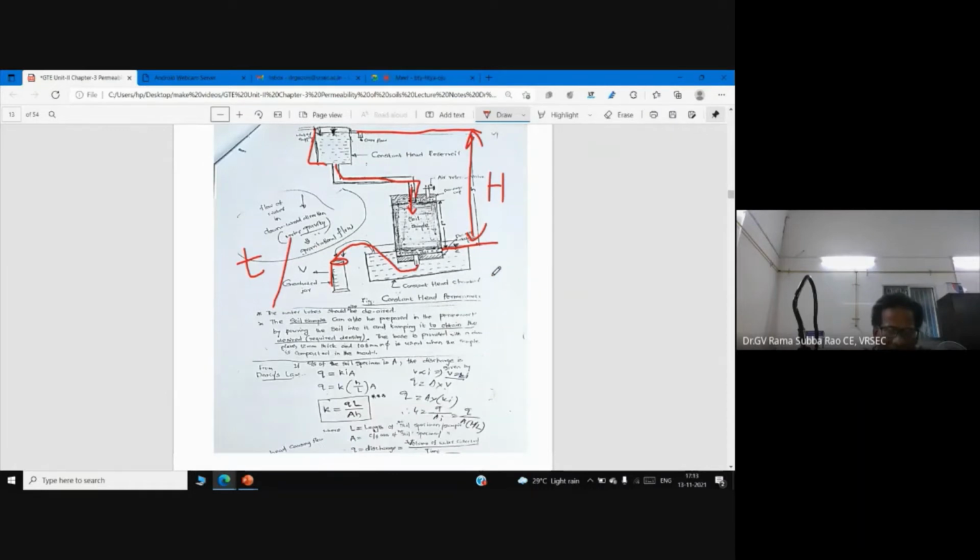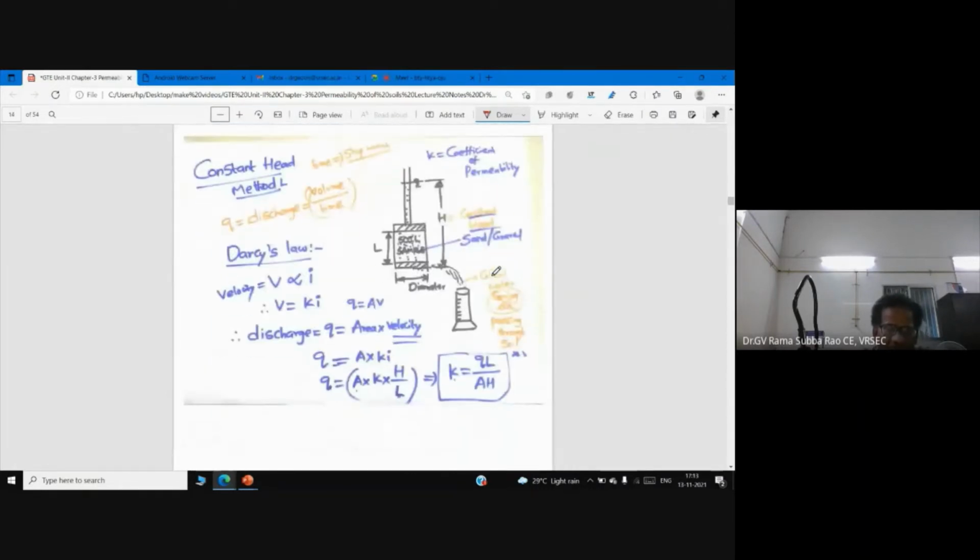Now let us discuss. Here you see the same thing. I would like to show you once again a simple setup. This is the constant head permeameter. Soil sample here. You are sending water, and whatever water passes through the soil is collected in the jar within the stipulated time.